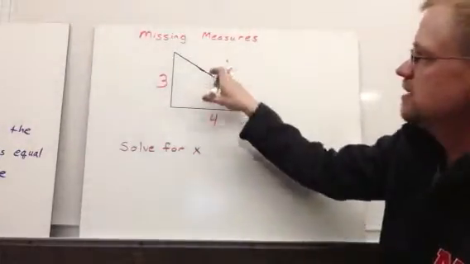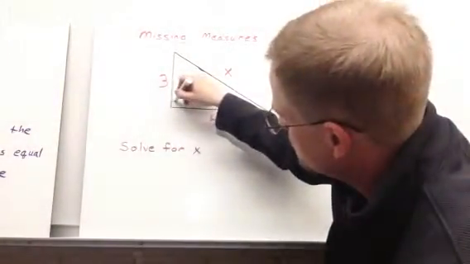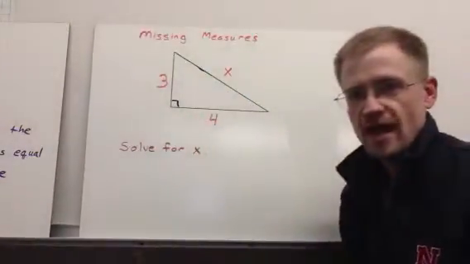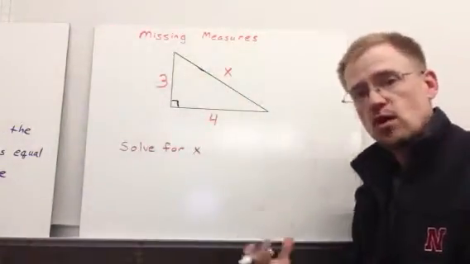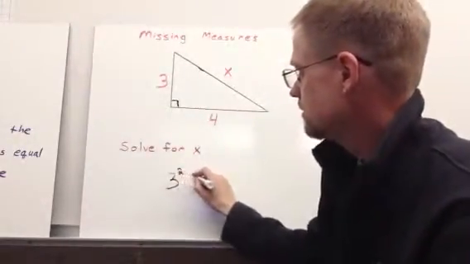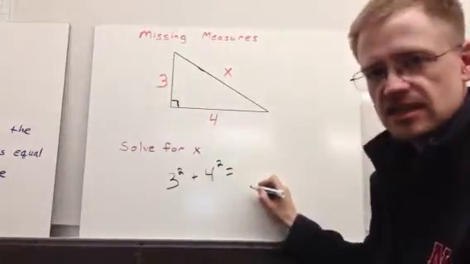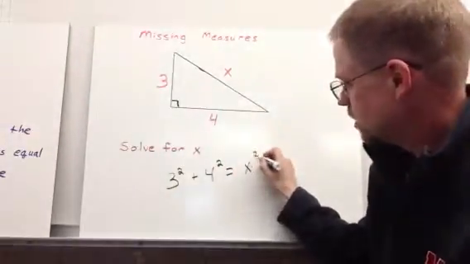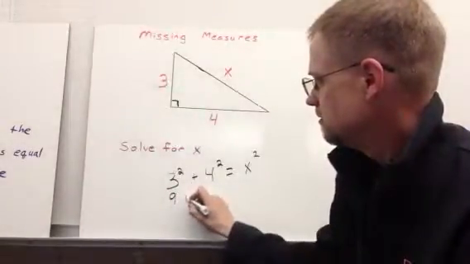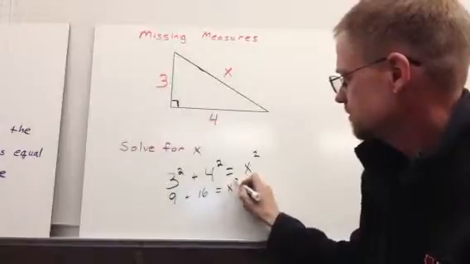So we have a missing measure here. We don't know the length of the hypotenuse. This is a right triangle, and we want to solve for x. So we can square our leg lengths. We're going to take 3 squared plus 4 squared. That's going to equal x squared. Well, 3 squared is 9. 4 squared is 16. That will equal x squared.